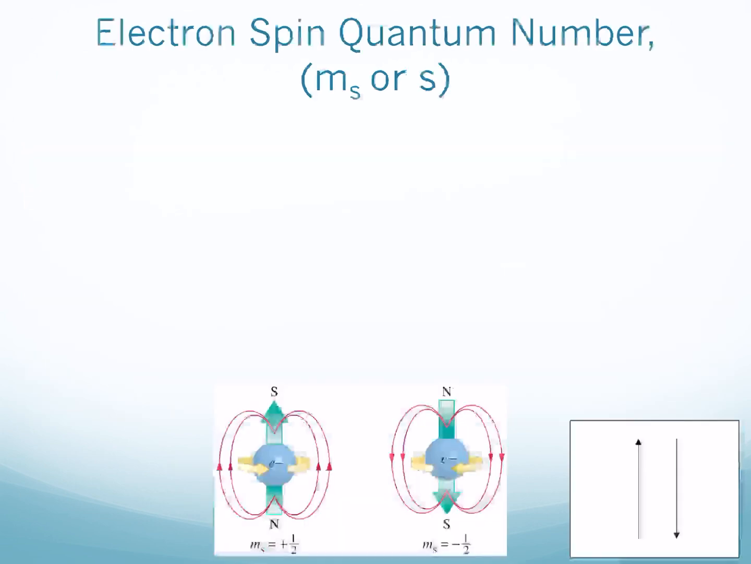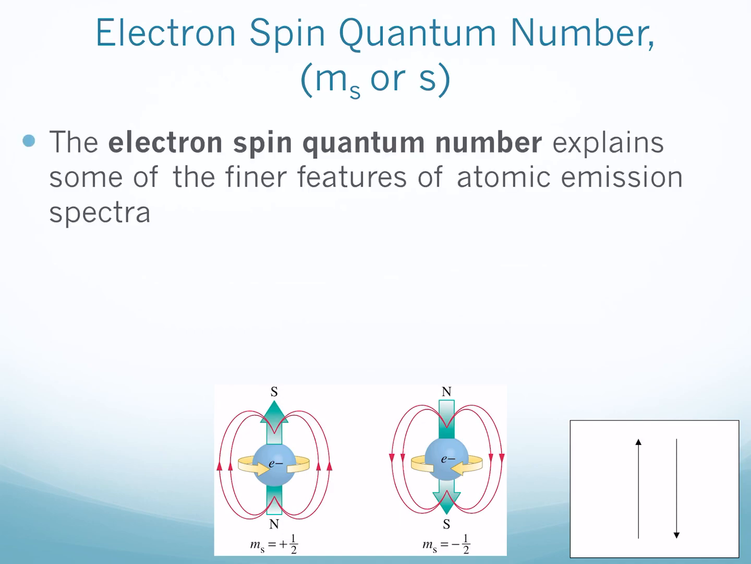Our last quantum number is m sub s, or sometimes just s, and it describes the electron spin, which is a weird thing to think about. We do it just to denote between the two electrons that can exist in an orbital. Electron spin quantum numbers explain some of the finer features of the atomic emission spectrum. We're not going to get into those. You can get into those in higher levels of chem.